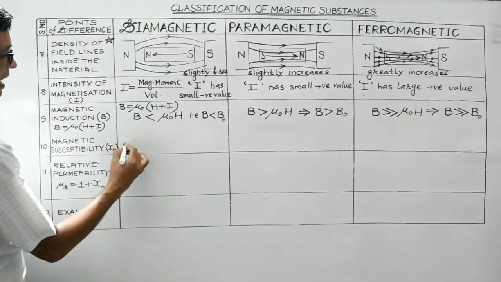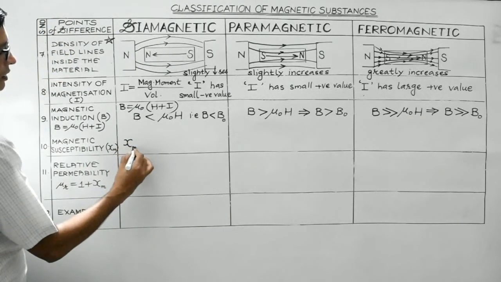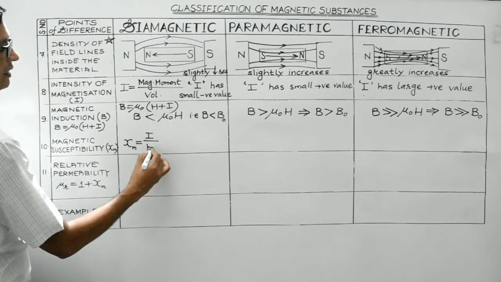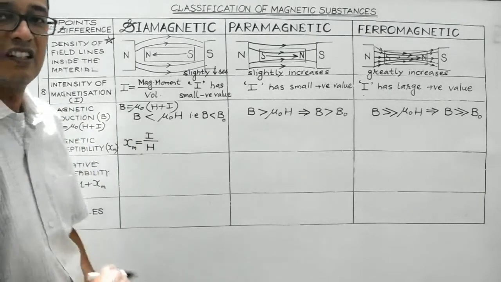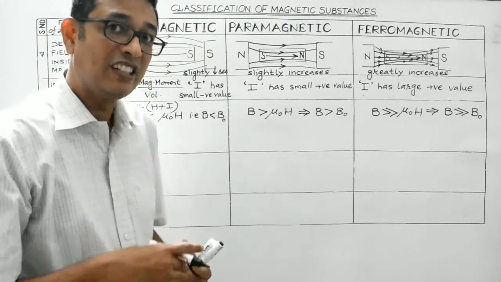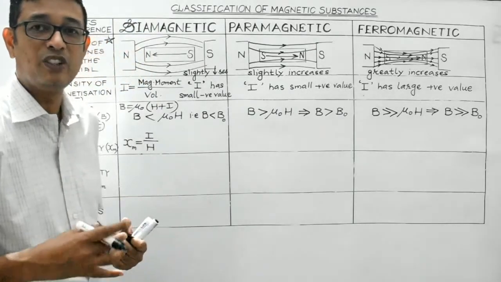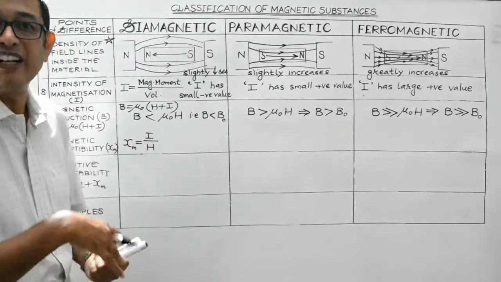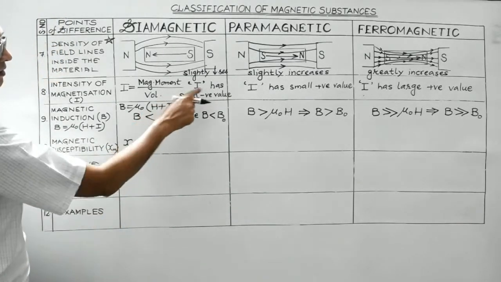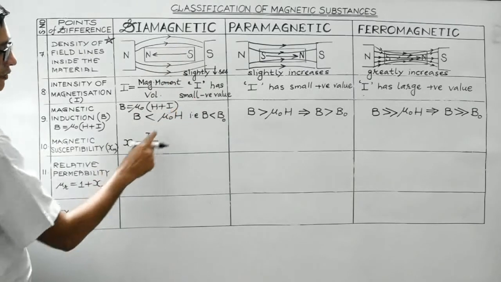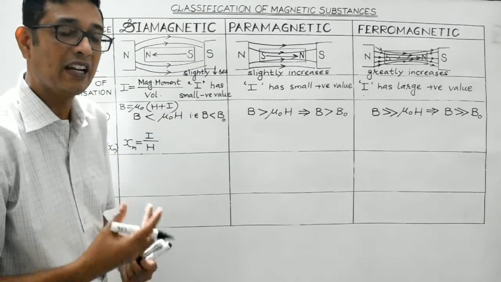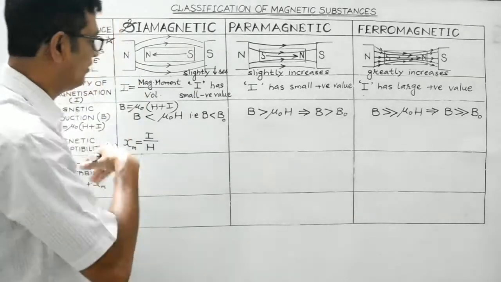Now students, look, magnetic susceptibility is defined as the ratio of the intensity of magnetization to the magnetic intensity. You all are aware of it, isn't it? Actually, susceptibility is the aptness or the readiness of a magnetic specimen to get magnetized. How readily a specimen gets magnetized. Over here, I for diamagnetic has small negative value. So, chi m, magnetic susceptibility of a diamagnetic, will also have small negative value.